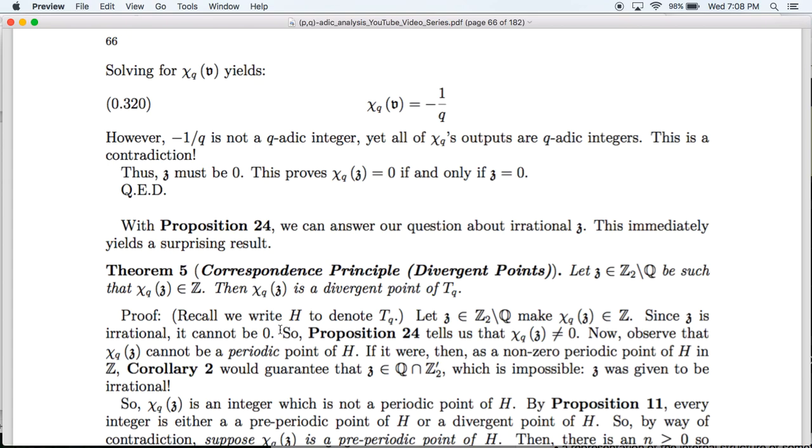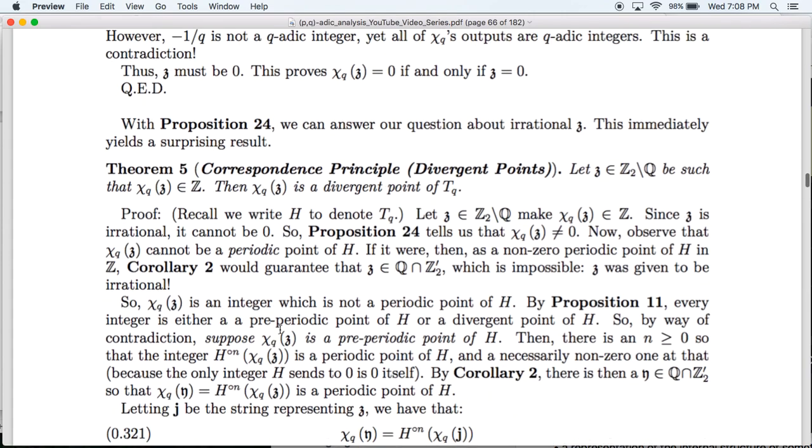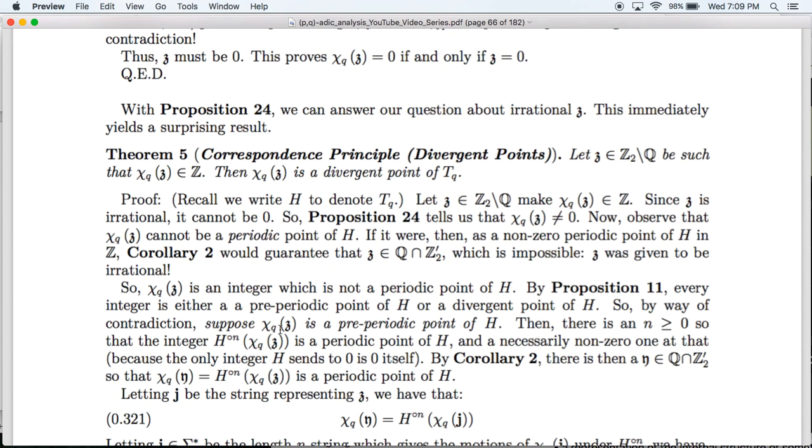So chi-q of z is an integer which is not a periodic point. Now this is where that result about dynamical systems comes in. Since H is a self-map of Z, every integer is either a pre-periodic point of H or a divergent point of H. So all we need to do is show that chi-q of z cannot be a pre-periodic point, in which case our classification of dynamical systems on the integers will automatically force this to be a divergent point.